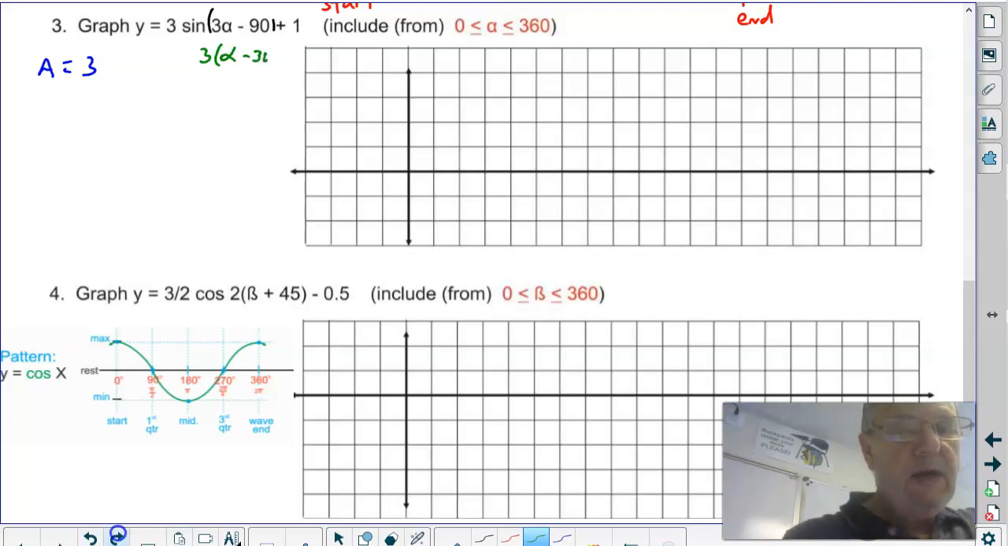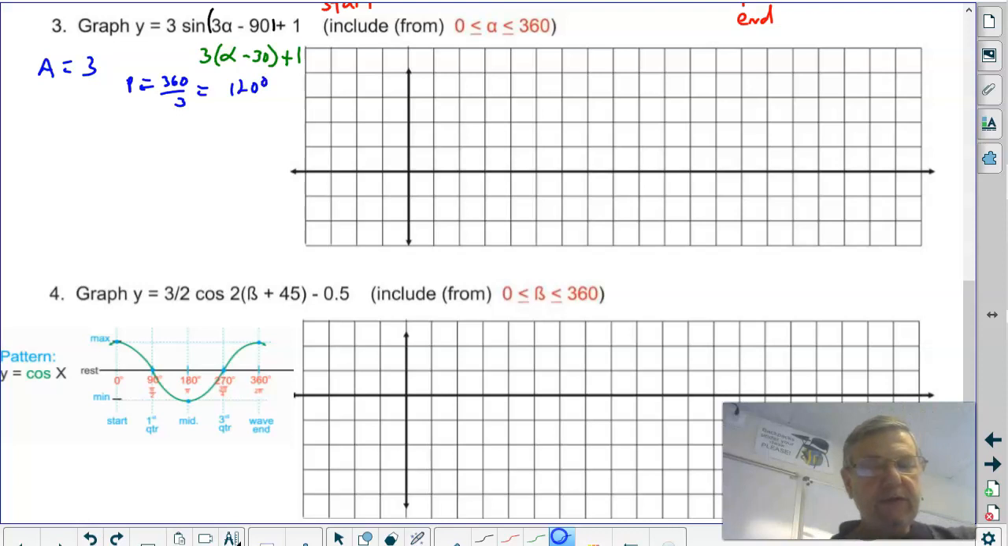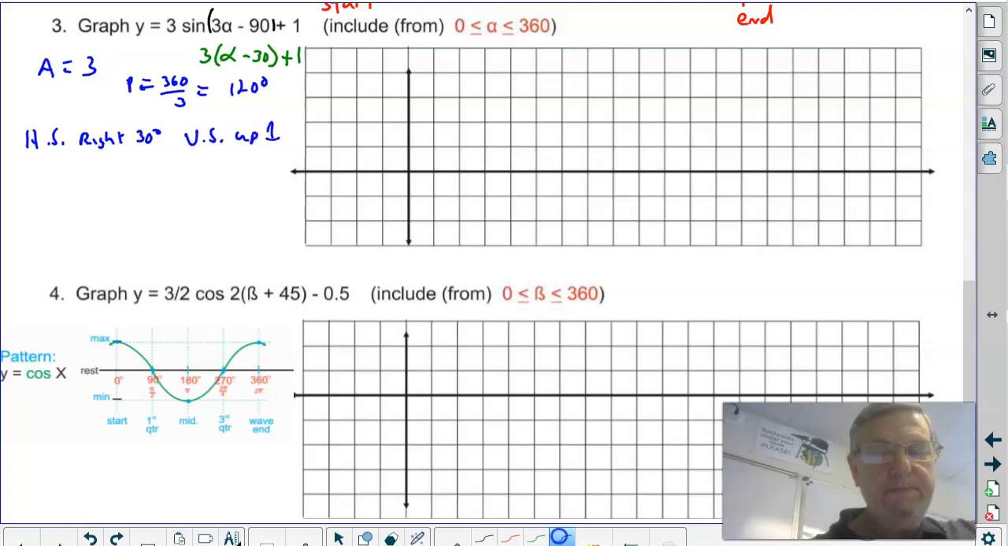All right, and this must have been minus 30, and then you still have the plus 1, and you still have the 3 sine, right? All right, so what's my period now? A normal 360 divided by 3, it's 120 degrees. So I have a 120 degree period. Okay, what is my horizontal shift? My horizontal shift is right 30 degrees. What is my vertical shift? My vertical shift is up 1.